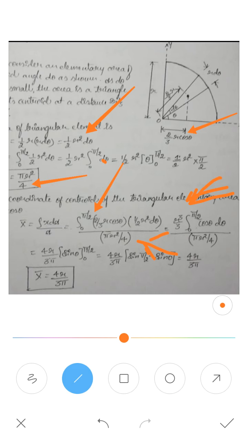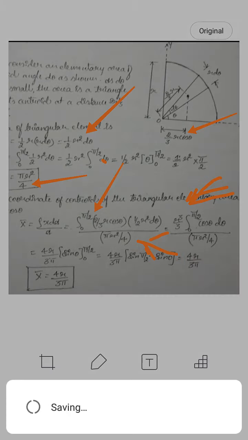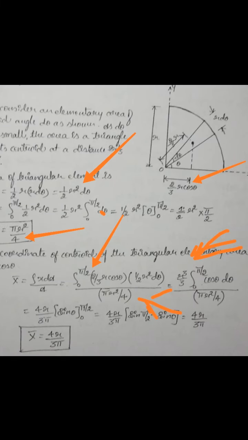Sin theta, if you integrate and put the upper and lower values, you get sin pi by 2 minus sin 0. Sin 0 is 0, sin 90 is 1. So the complete sin theta value will become 1. So the final answer will be 4r divided by 3 pi. So finally, that is the final formula of the centroid of the quadrant.